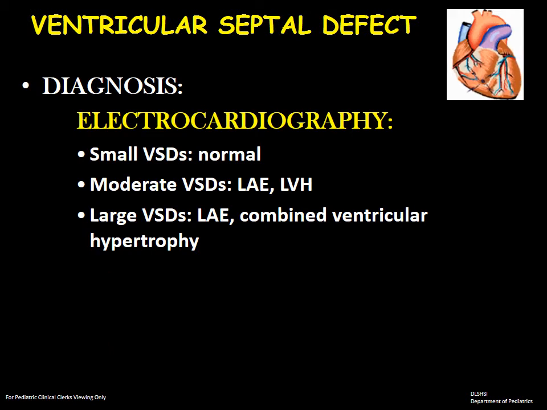Diagnosis by electrocardiography will reveal small VSD can be normal. In moderate VSD, there is left atrial and left ventricular hypertrophy. In large VSD, there is left atrial enlargement and combined ventricular hypertrophy.